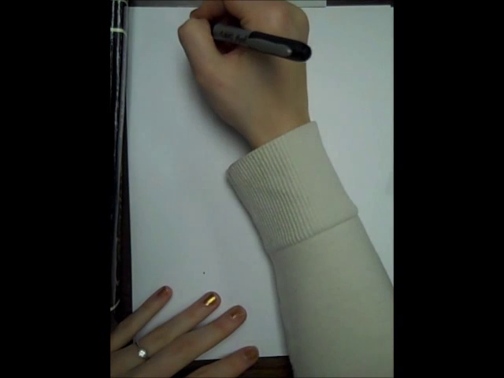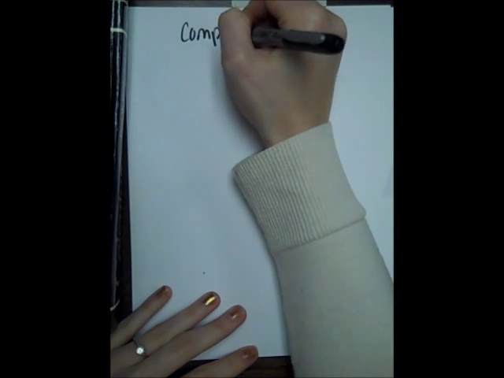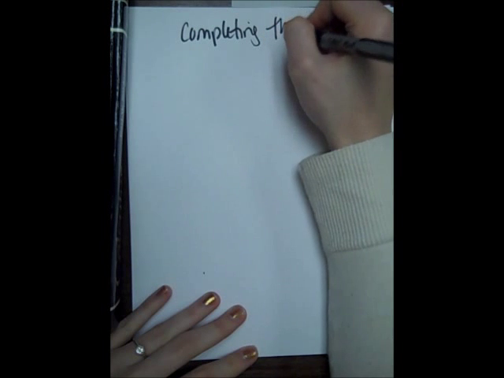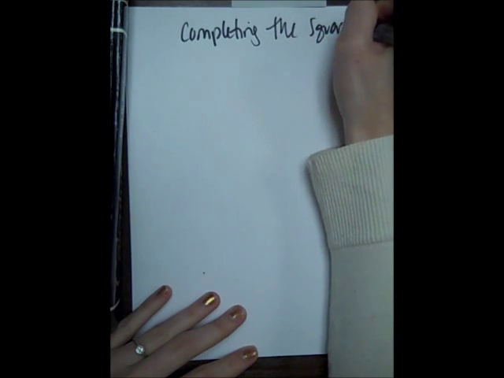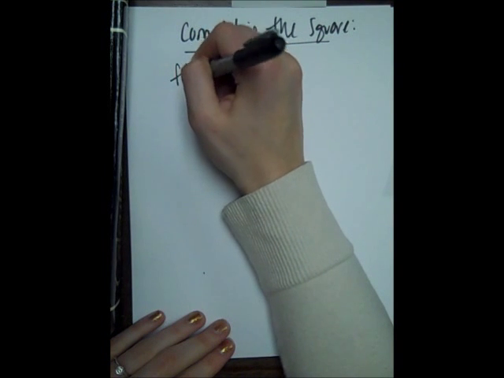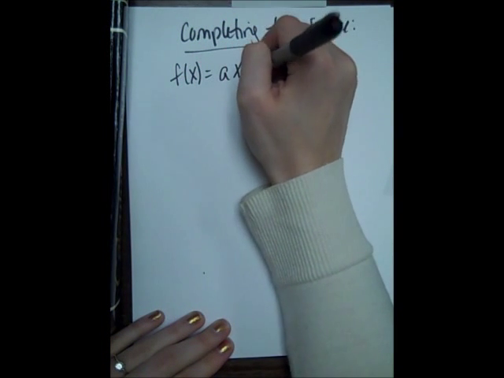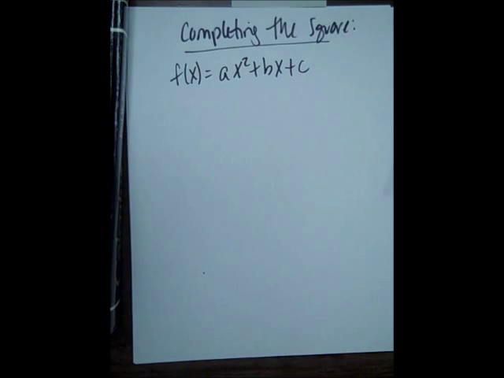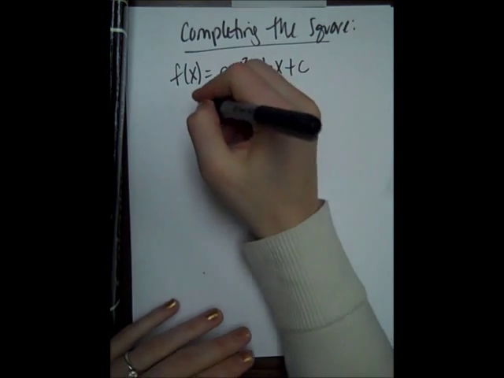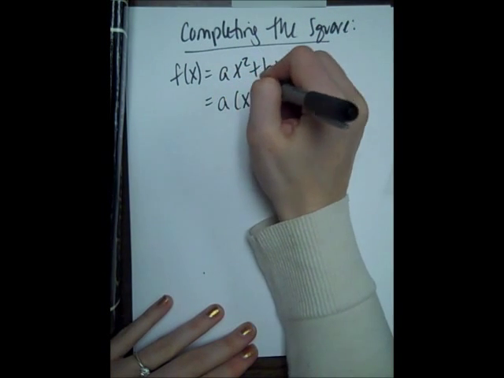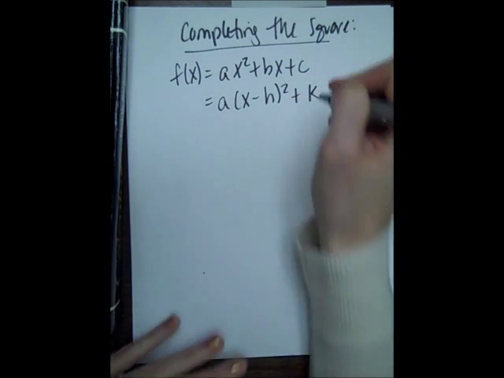So the next thing that we're going to do with quadratic functions is completing the square. So completing the square. The goal of completing the square is we're trying to rewrite a quadratic function in a different form. So we have a quadratic function that was ax squared plus bx plus c. What we're trying to do is rewrite this. We want to rewrite this as a times (x minus h) squared plus k.